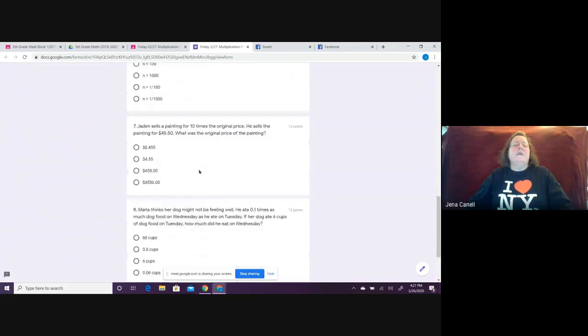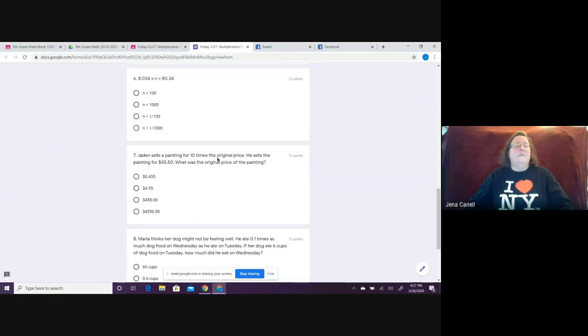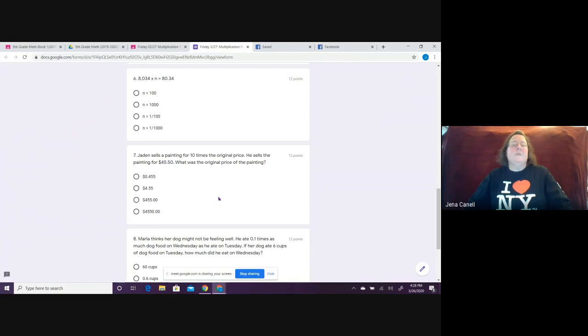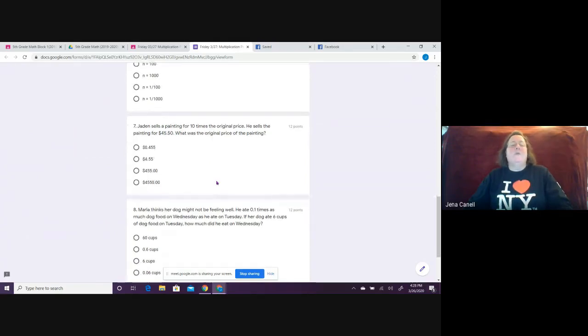Question number 7. Jaden sells a painting for 10 times the original price. He sells the painting for $45.50. What was the original price of the painting? Okay, well, just make yourself an equation just like we did up here. You would have 10 times n equals 45.50. Figure out which way you need to move your decimal. Again, refer to your notes on March 25th, which tell you how to figure it out when you're solving for n.